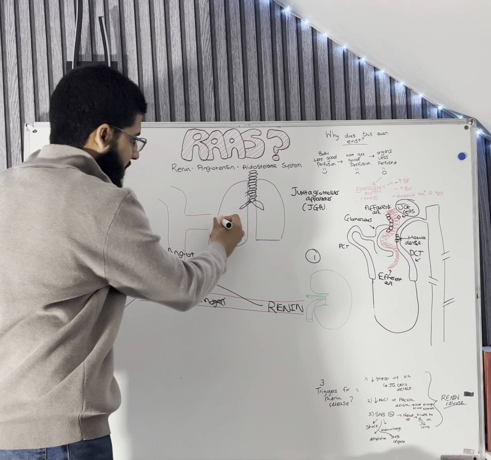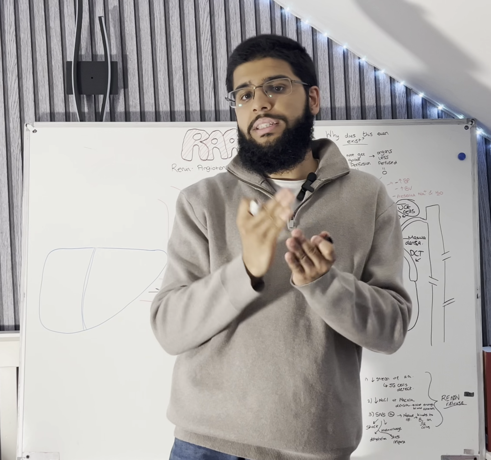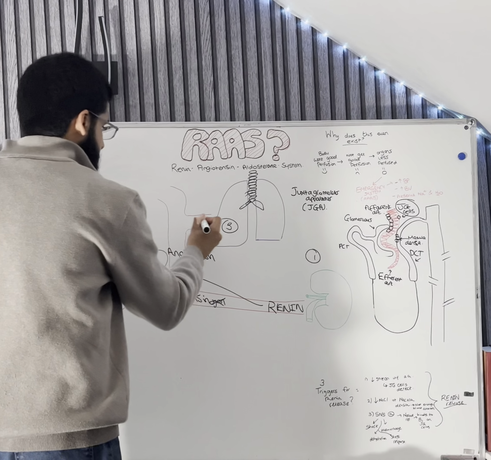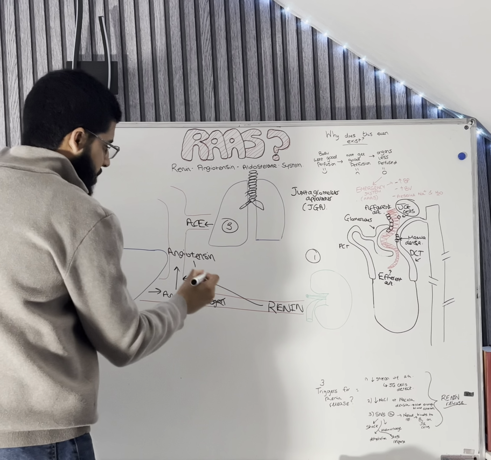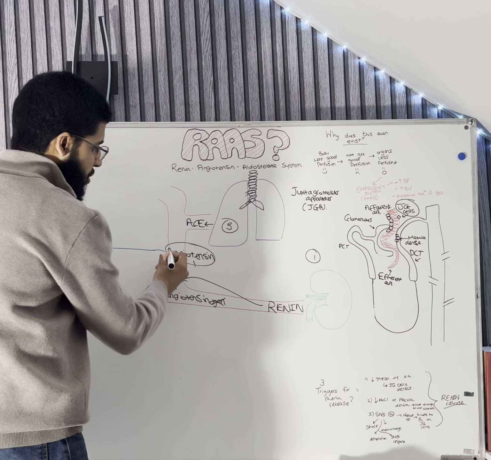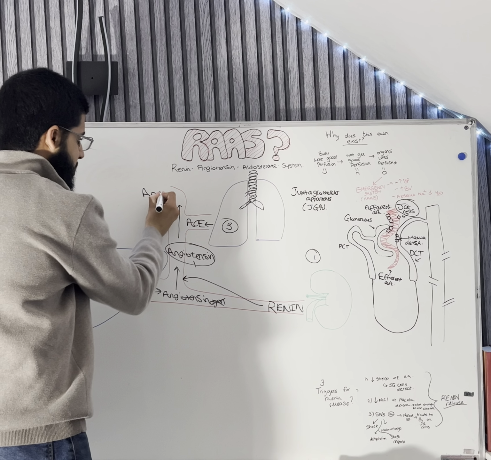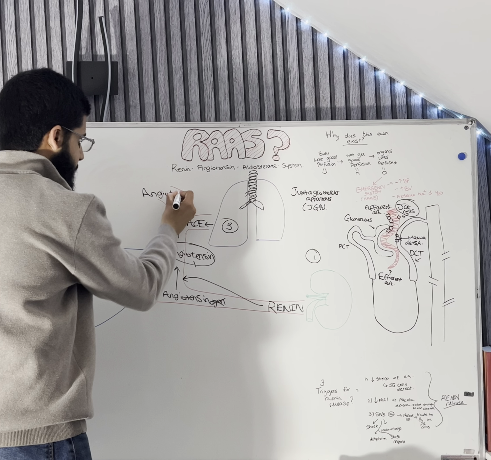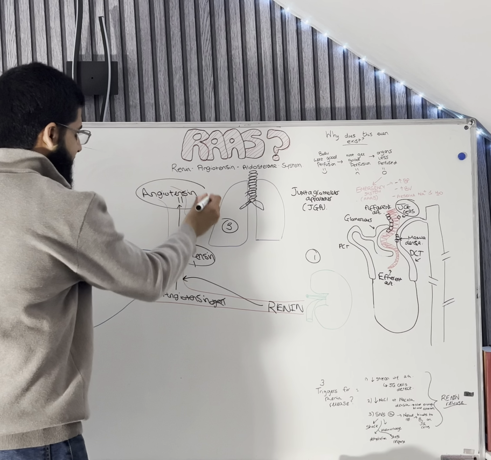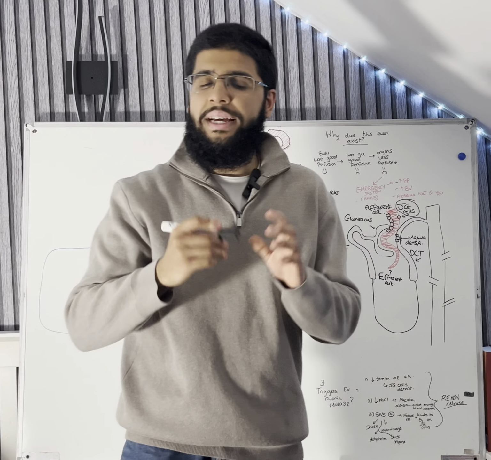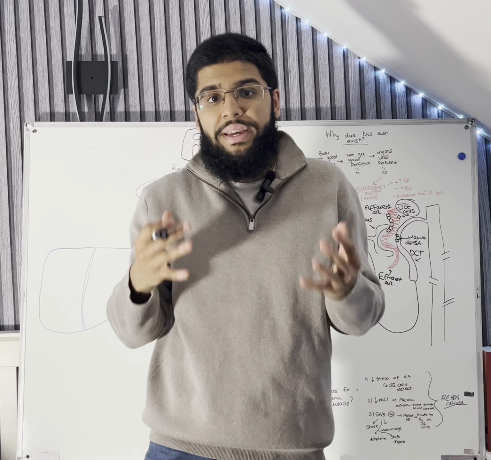Let's look at the lungs. The lungs are going to produce an enzyme called ACE, angiotensin converting enzyme. So I'm just going to write here ACE, or you can just write angiotensin converting enzyme. And that's going to allow for your conversion of your angiotensin 1 to your angiotensin 2. And this here is what we want. Angiotensin 2 is going to be having the big impacts, or the big effect.